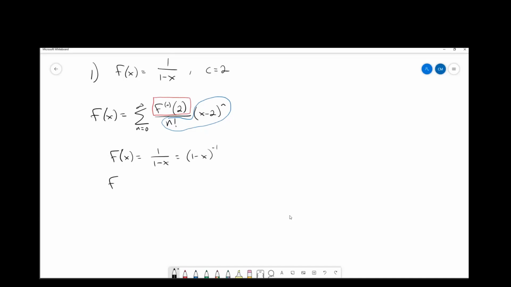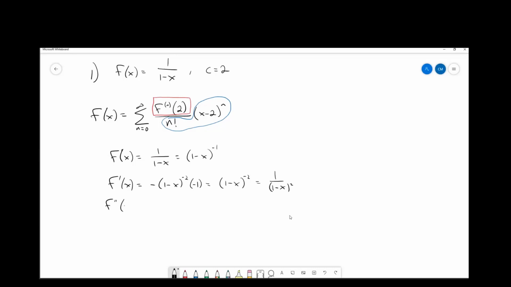Then let's see, first derivative. The first derivative is going to be negative (1 minus x) to the negative 2. And then we're also going to need another negative because of the chain rule, right? And so this is going to end up being (1 minus x) to the minus 2, or just 1 over (1 minus x) squared. Okay.